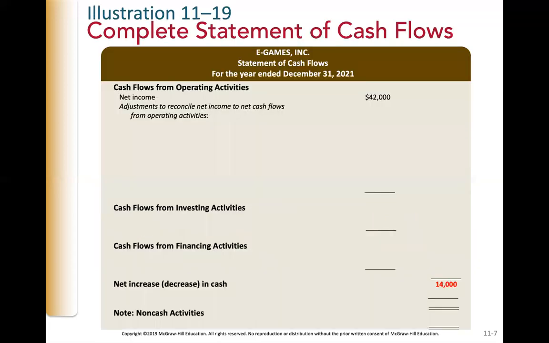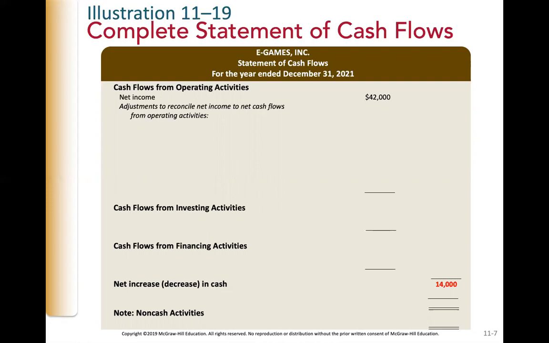So let's put it all together now. Our statement of cash flows. Remember, we already knew these numbers when we set up the format a couple videos ago. We knew our net income was $42,000, and we knew we needed our net increase or decrease in cash to be $14,000 in order to balance to where we need to be.